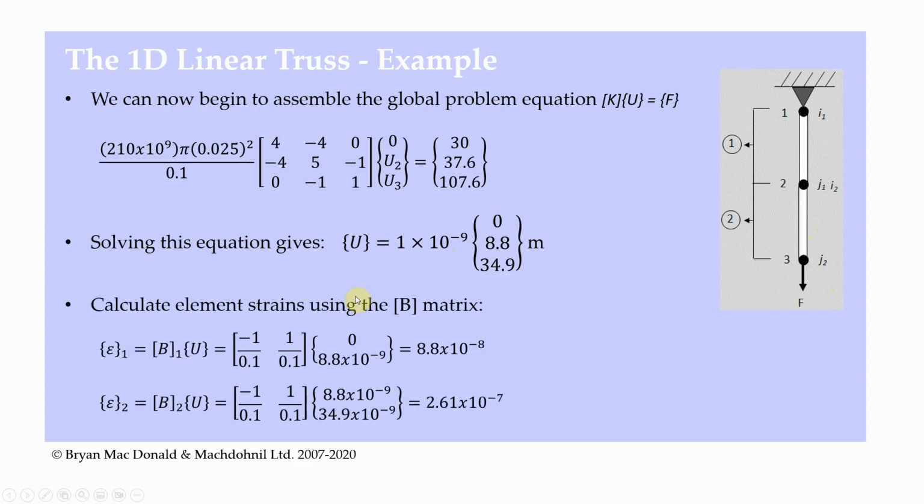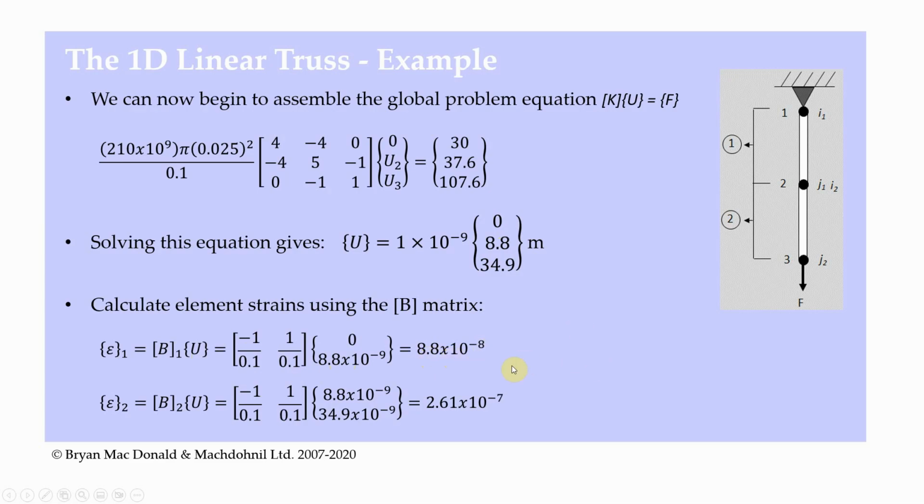Then I can go back and use the strain displacement matrix again, the B matrix. I remember before I had strain equal to B times U, and the B in the case of both the elements is minus 1 and 1 divided by L, and the length of both of them is 0.1, so I can put those values in. Now I can take the displacement vector for element 1, which is basically the top two rows here, and put that in there for U. Then I multiply those out, and that gives me the strain in element number 1 is 8.8 by 10 to the minus 8.